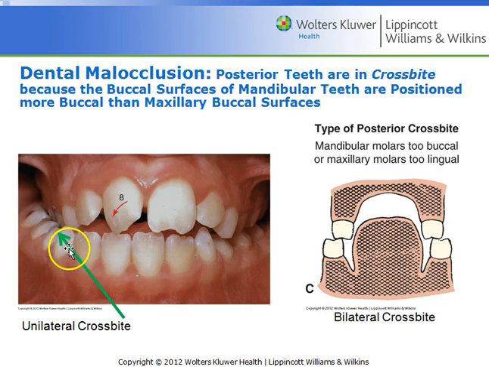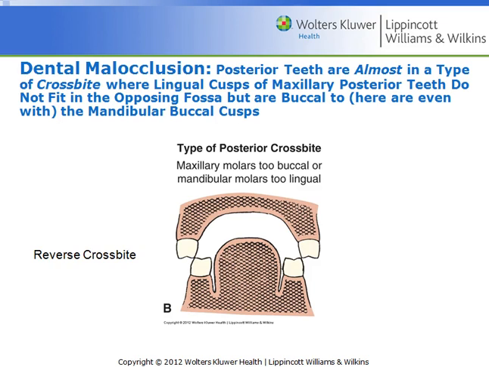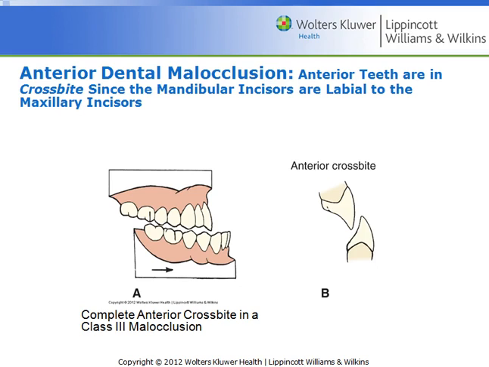This is a unilateral or one-sided crossbite. A reverse crossbite shows maxillary molars which are too far buccal and mandibular molars which are too far lingual. An anterior crossbite is where the lower anterior teeth are buccally positioned in relation to the maxillary anterior teeth.